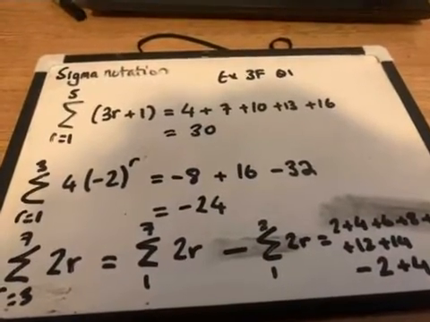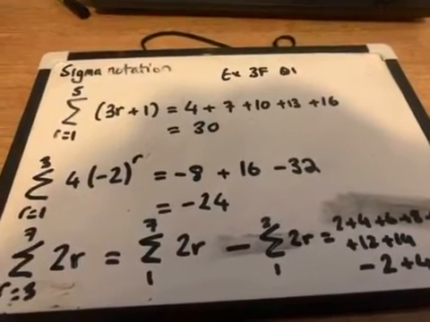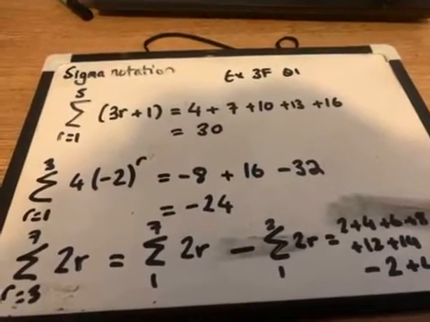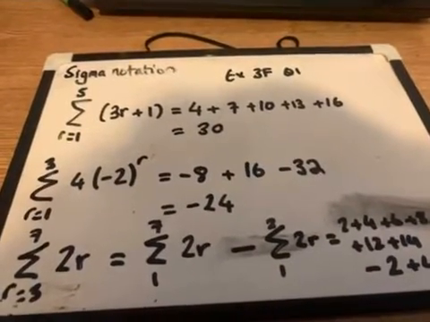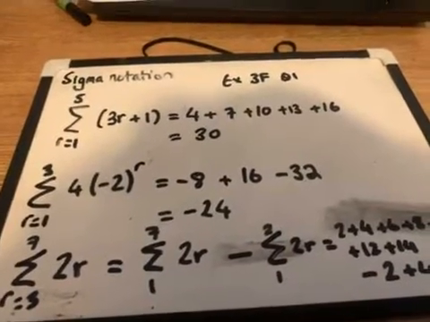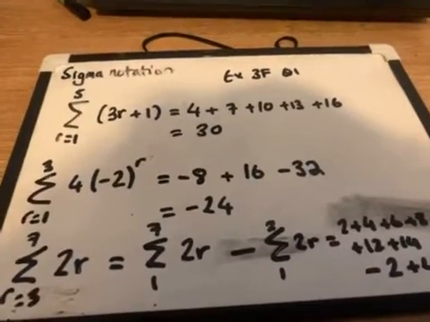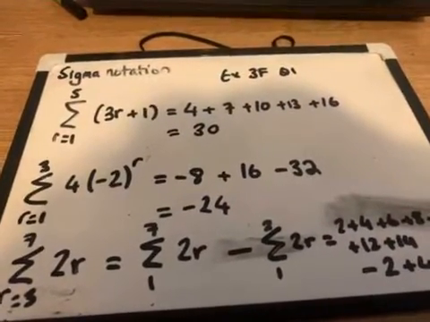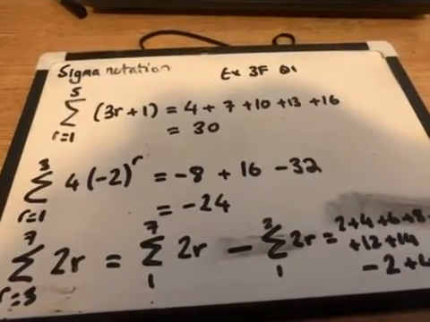So let's take the example of 1 to 5 here. If you put 1 into 3r plus 1, you get 4. Similarly, if you put 2, you get 3 times 2 plus 1 is 7. Then 3 times 3 is 9, plus 1 is 10. You get the idea. You substitute all the time. And because it's a sigma, you add up. Seems incredibly easy. Also, you might want to note that that is clearly an arithmetic sequence. It's going up in threes.